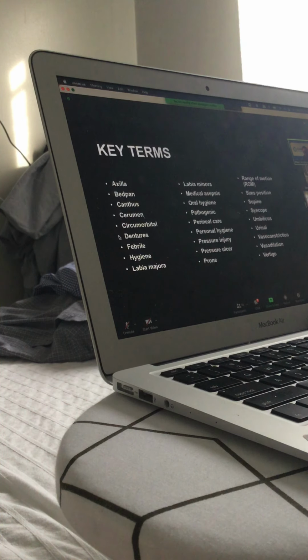Febrile. Everybody knows what febrile is. Febrile is the other term for fever. So the patient is in a febrile state, meaning the patient has an elevated temperature. Labia, I'm pretty sure you took this up in your ANP, the minora, the majora.